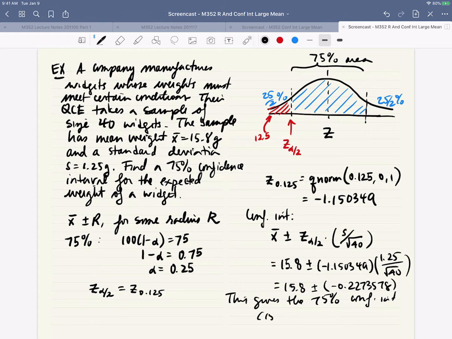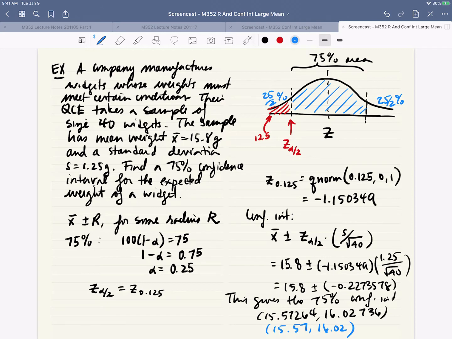That looks like 15.57264, comma, 16.02736. Now, generally, you don't carry things out that far. So 2 decimal places of accuracy seems a reasonable thing. Again, your context will dictate.